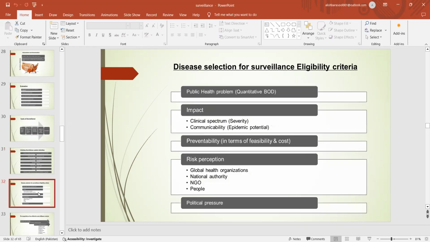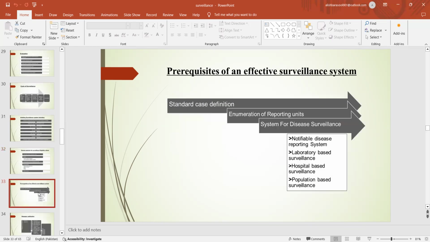Disease selection for surveillance, eligibility criteria: public health problem, quantitative burden of disease; impact, clinical spectrum, severity and communicability, epidemic potential; preventability in terms of feasibility and cost; risk perception from the global health organization, national authority, NGO, people, and political pressure.